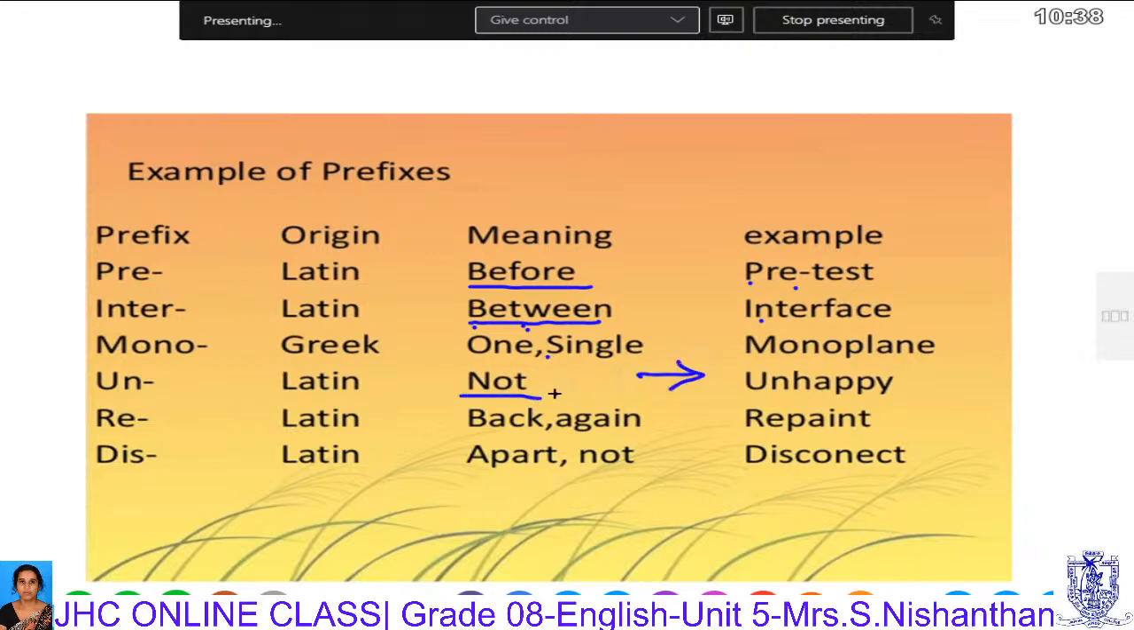Un. And re, if you can note them, re is a Latin word. The meaning is back or again. Repaint, replay, right? Do it again, meaning. And dis, that is a Latin word. Apart or not. Disconnect. Sorry, there's a spelling mistake. Disconnect, right?